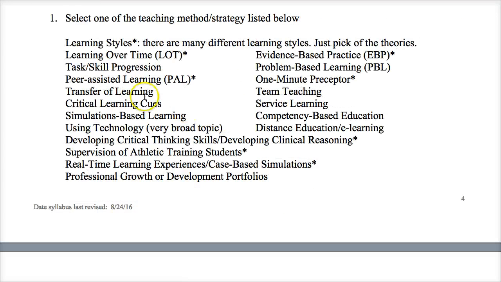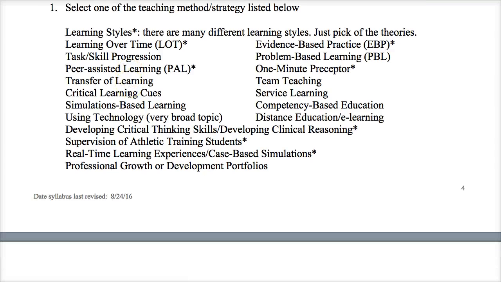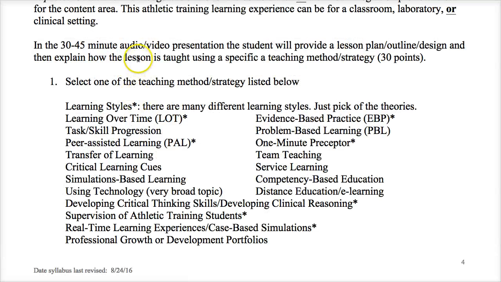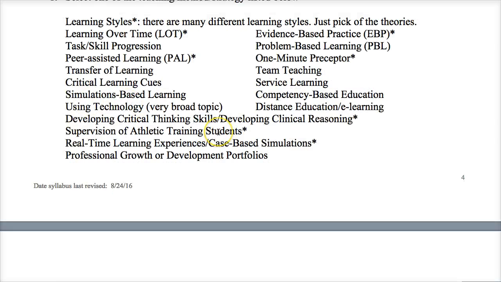I want to use peer assisted learning, whatever that means, for this assignment. Only one person can use peer assisted learning. So once the topic is picked, nobody else can pick that topic. So first come, first serve on that. So if you're quick, you'll get those early. Okay, so you're going to develop this audio video presentation, develop a lesson plan, and explain how that lesson is used using one of these methods.